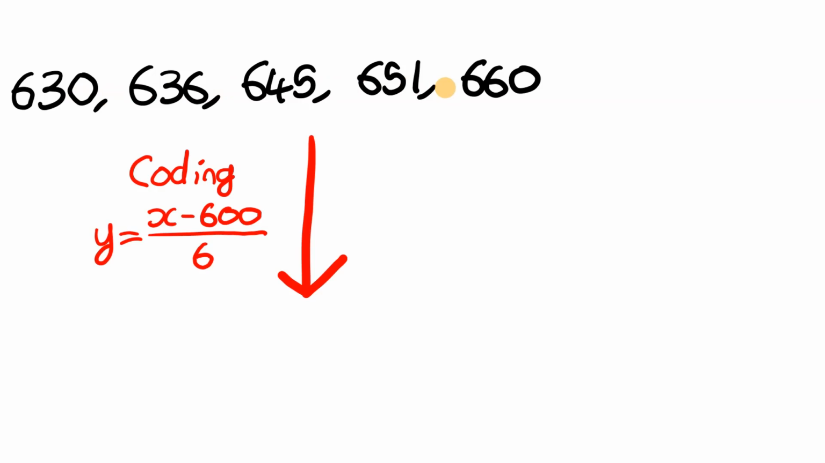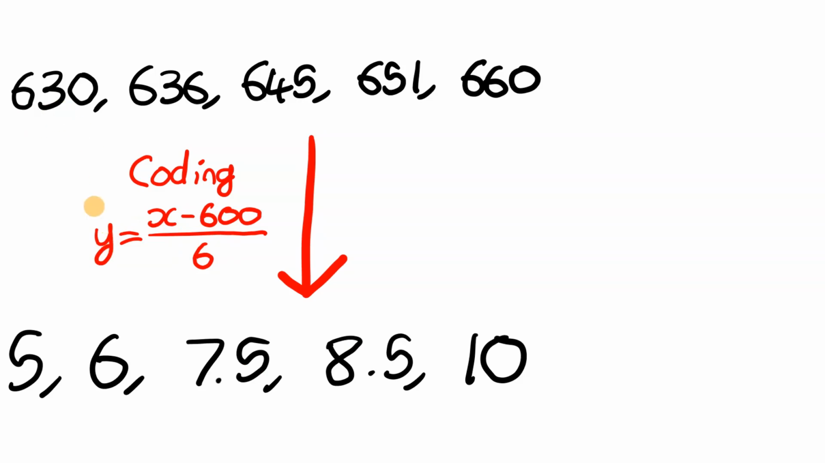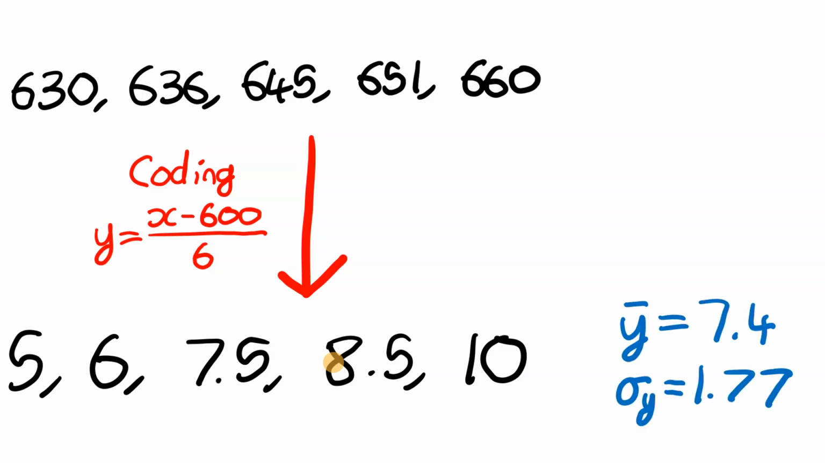So let's use the coding y is equal to (x minus 600) over 6. What this means is all of these data points here, we're going to sub them in as x, and then we're going to take away 600 and divide by 6 to get the new data, which is this here. So 630 becomes 5 and 636 becomes 6. And this data here is a lot easier to work with. And with this data, we can more easily calculate stuff like the mean and the standard deviation.